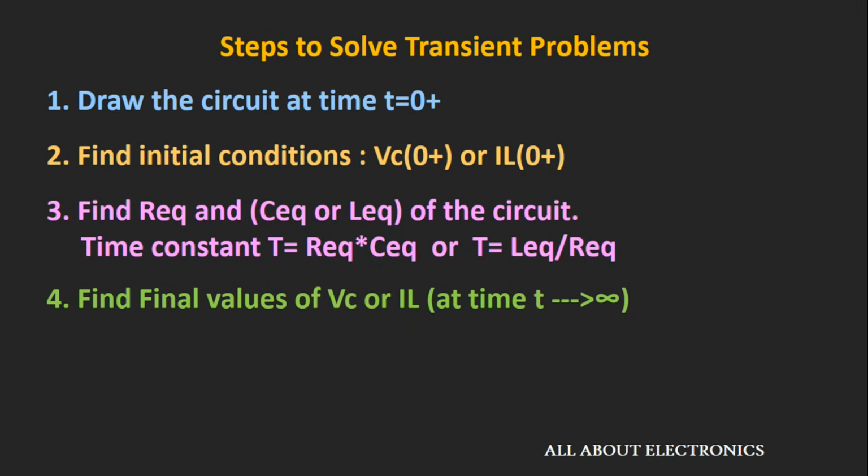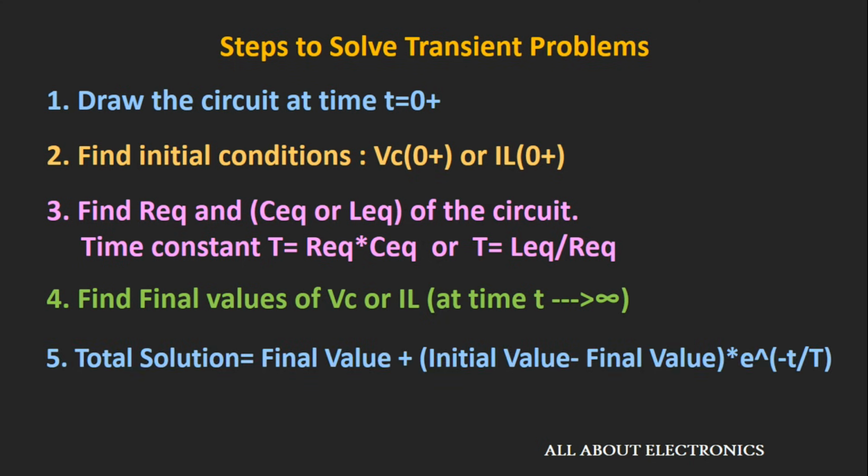Then after, find the value of the capacitor voltage or inductor current at time t = infinity, and the total solution can be given as final value plus (initial value minus final value) times e to the power minus t by capital T, where the capital T is nothing but the time constant of the circuit.